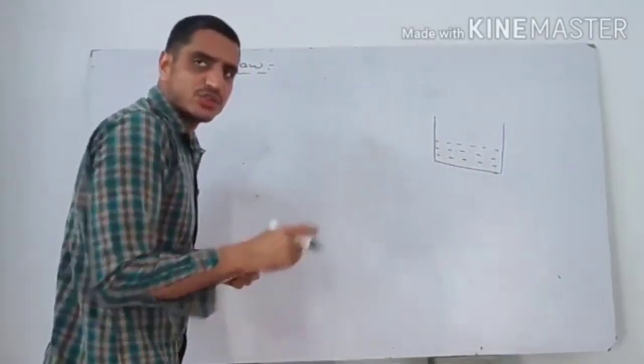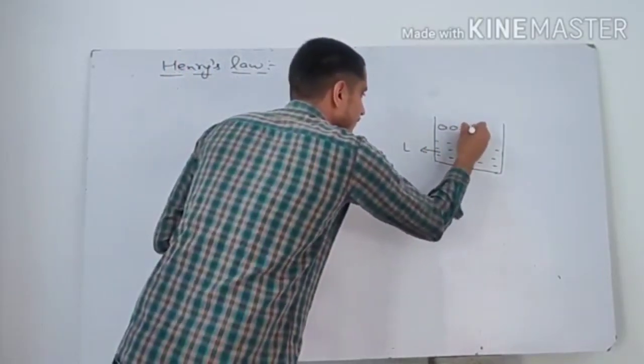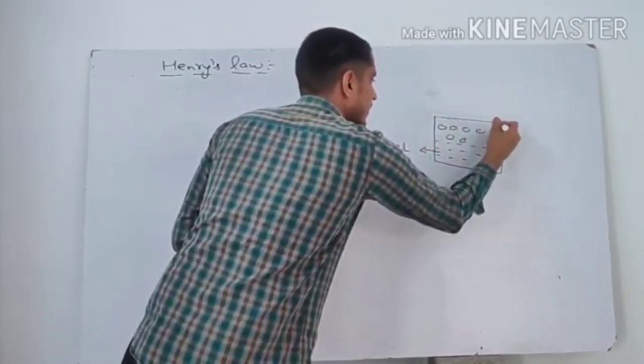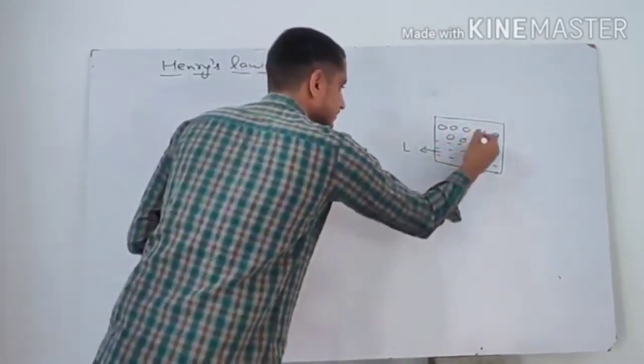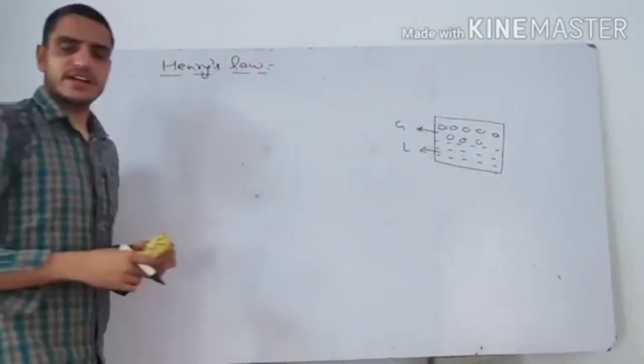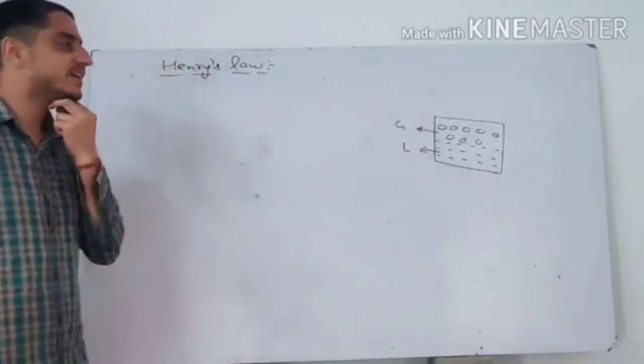And the effect of pressure on the solubility of a gas in liquid. This is liquid. This is gas. Okay. This is liquid. This is gas in a container. We have to mix this gas in the liquid. Okay. So what did Henry say?